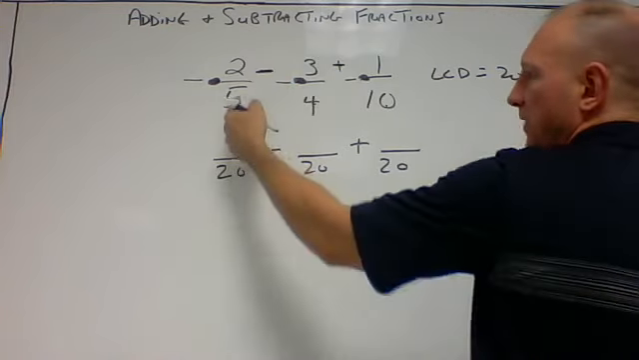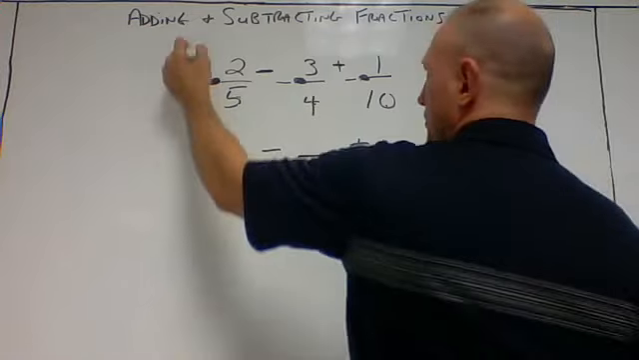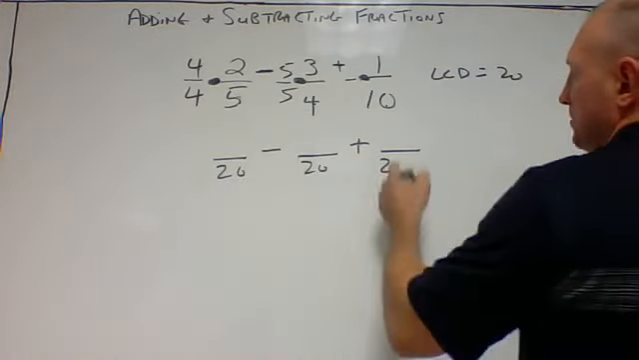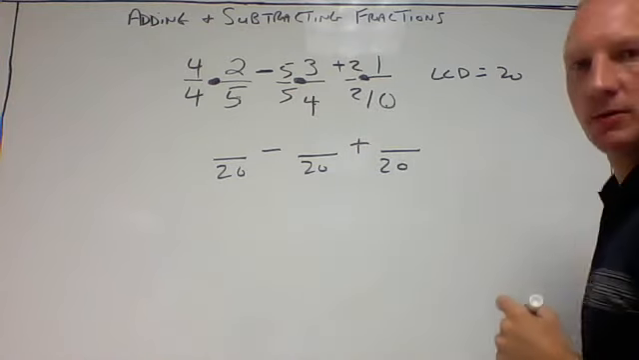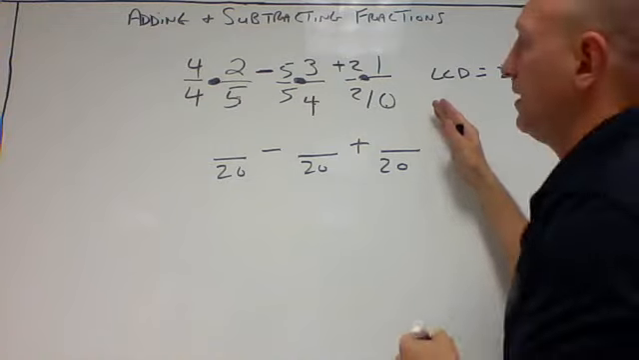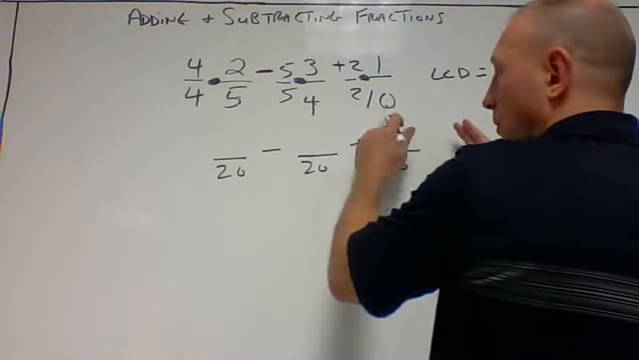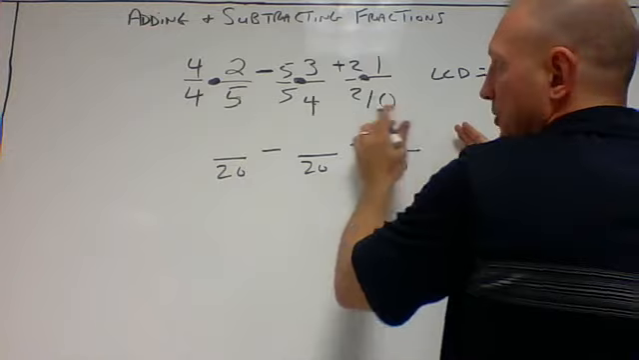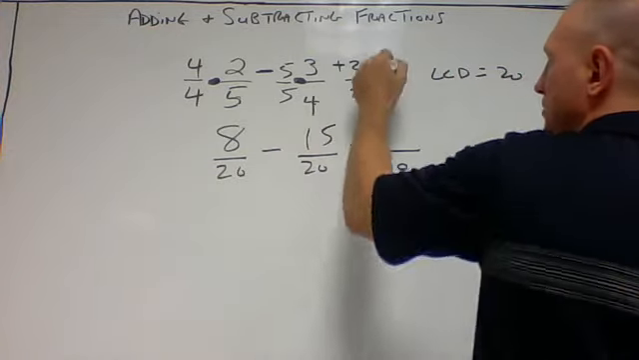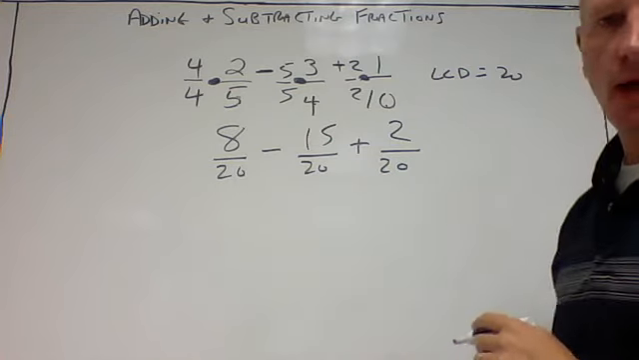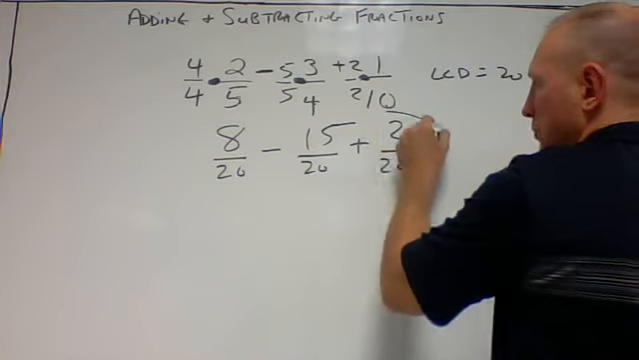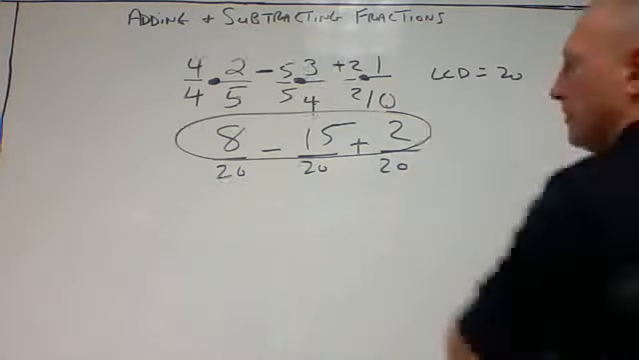So I have to multiply 5 times 4 to get 20, so it's 4 over 4. I have to multiply 4 by 5 over 5. 10, I got to multiply by 2 over 2. So now that I'm showing my work, I'm showing what I'm multiplying each fraction by, now I start changing, or not changing, but rewriting the numerators. 4 times 2 is 8, 5 times 3 is 15, 2 times 1 is 2, and now I got a common denominator.